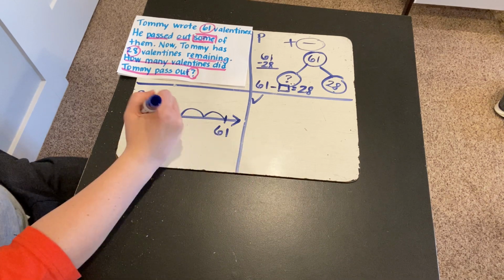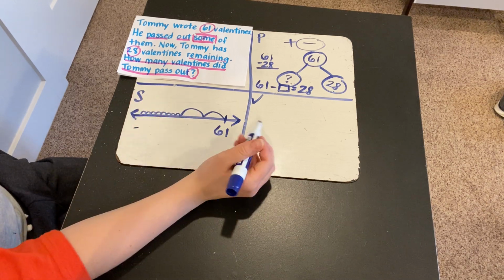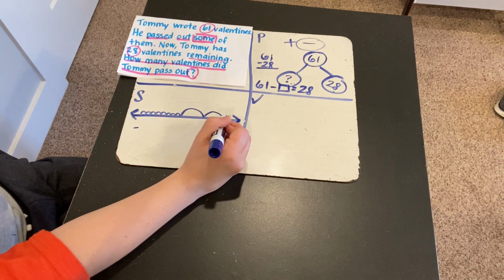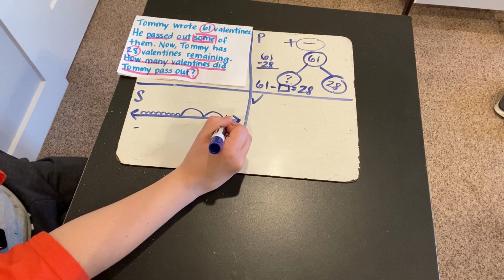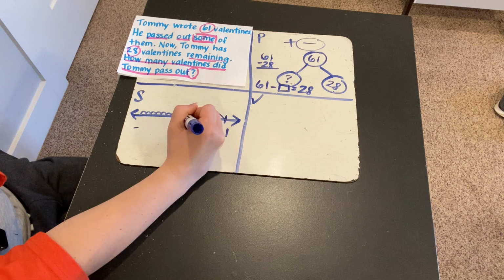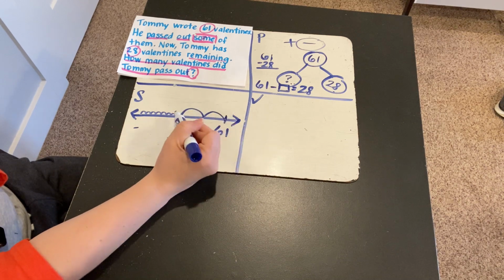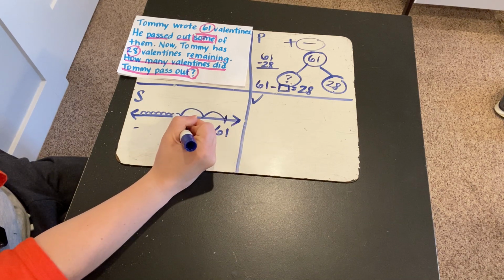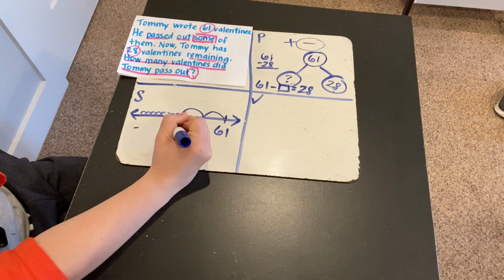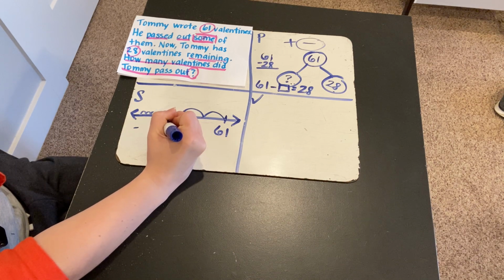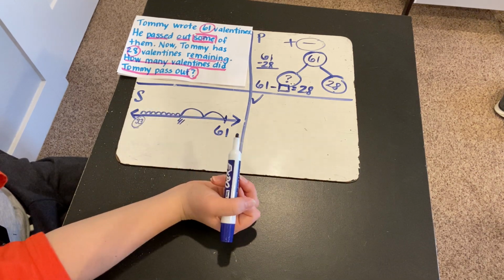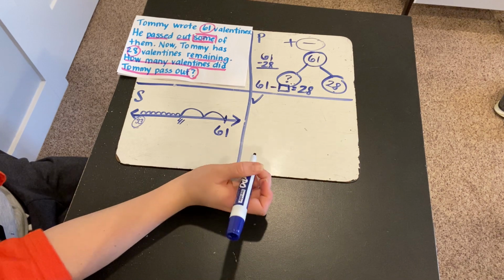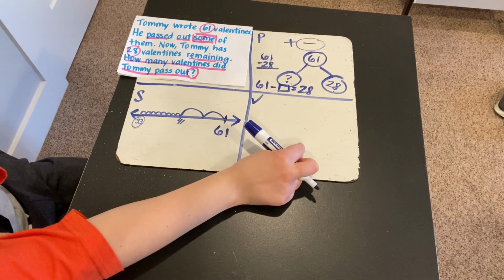We need to know how many remain. To figure it out, let's count backwards. So first, we've got to count backwards by tens from 61. 61, 51, 41, and now by ones. 40, 39, 38, 37, 36, 35, 34, 33. So it looks like Tommy may have 33 Valentines remaining. Now I need to check my work.